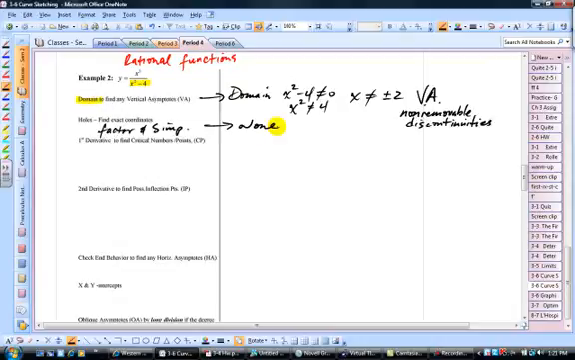Okay, now what you do is you find the first derivative, f prime, to find the critical points. So let's do that. Let's use the quotient rule. So we have y prime is going to be equal to, we have x squared minus 4 times the derivative of x cubed, which is 3x squared, minus x cubed times the derivative of x squared minus 4, which is 2x, all divided by x squared minus 4 to the second power.